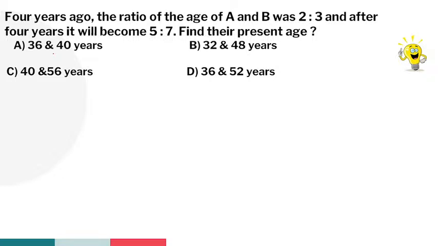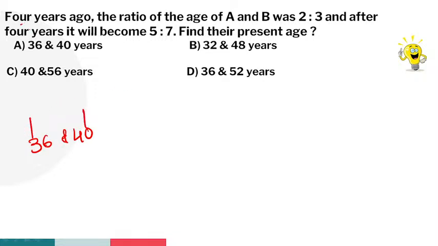If you go with the basic method, the shortcut method, or the substitution method, we'll get the same answer, guys. I'm going with the substitution method here. What is the first option, guys? 36 and 40 years.